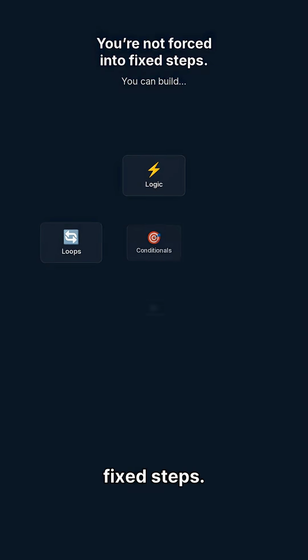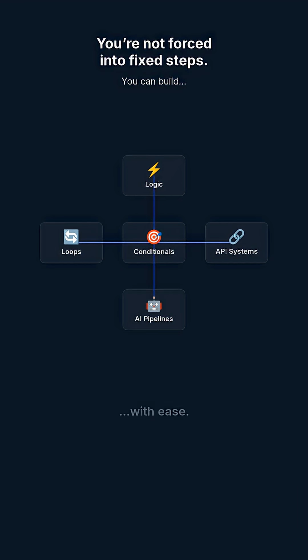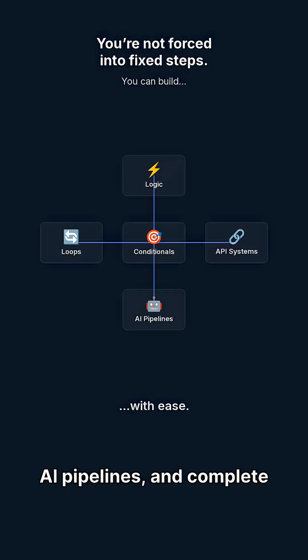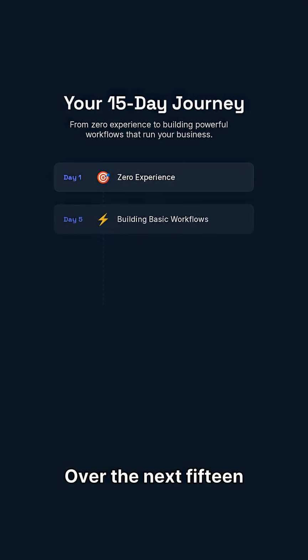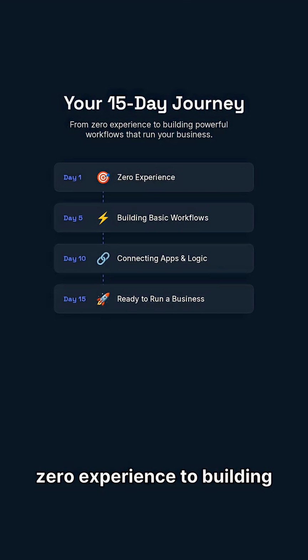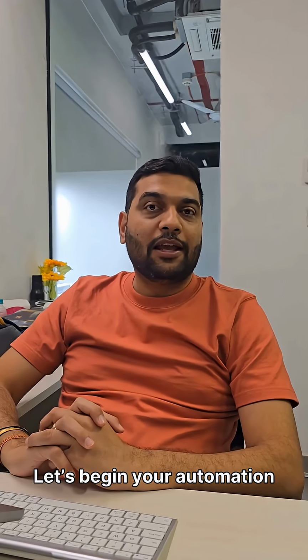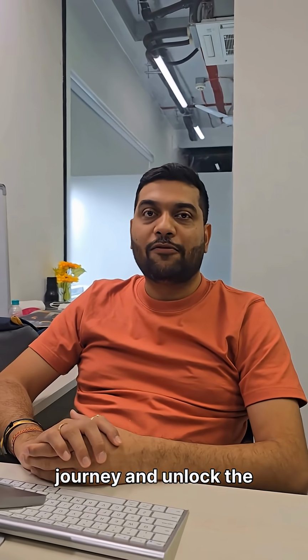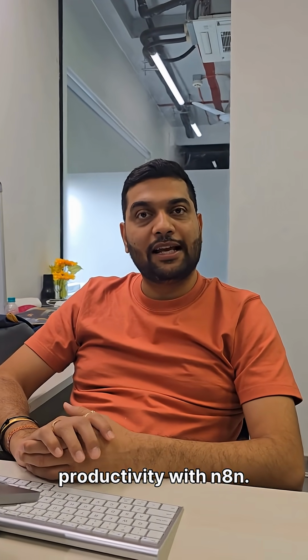You're not forced into fixed steps. You can build intricate logic loops, conditionals, advanced AI pipelines, and complete API systems with ease. Over the next 15 days, you'll go from zero experience to building powerful workflows that can truly run your business efficiently. Let's begin your automation journey and unlock the full potential of your productivity with n8n.